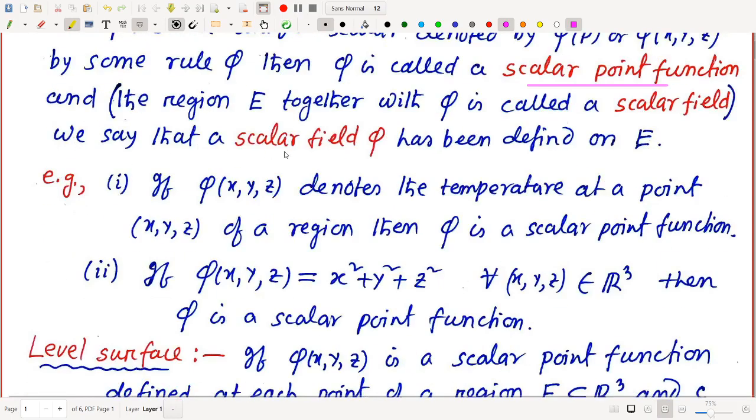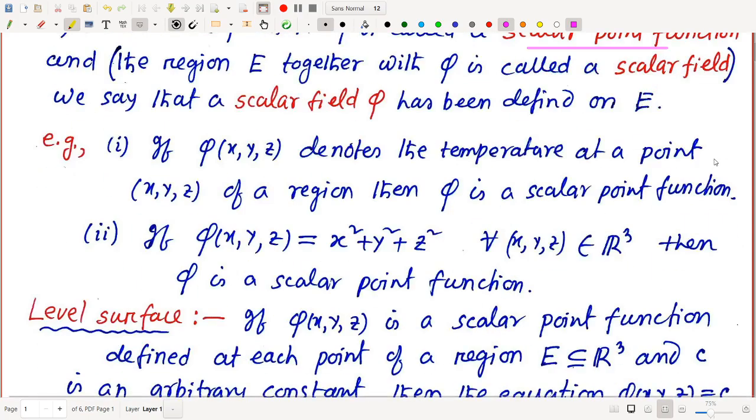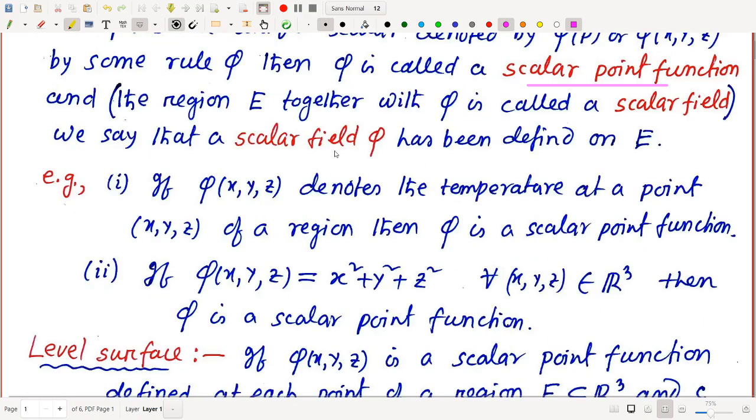And we say that a scalar field phi has been defined on E. Or you can say that the region E together with phi is called a scalar field. So a scalar field is not only a scalar point function, it is together with the region, the domain on which the function is defined.